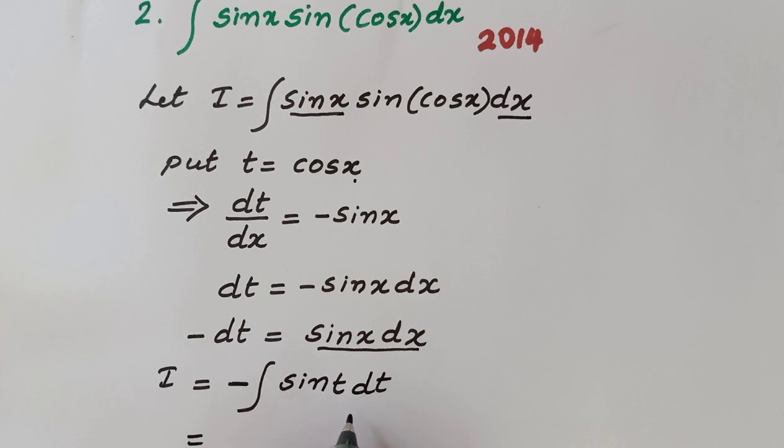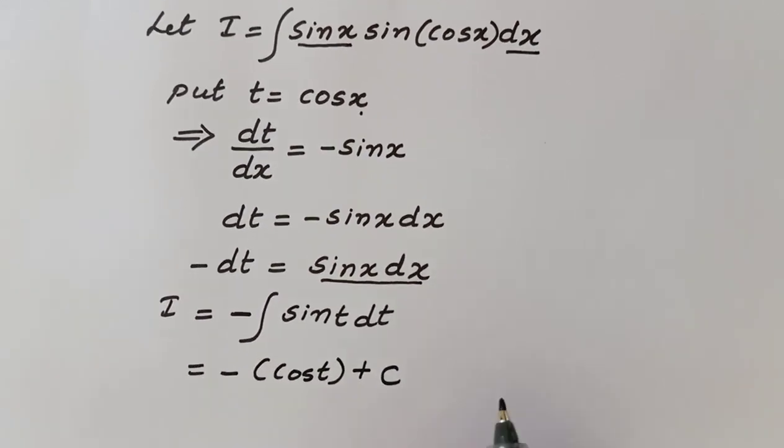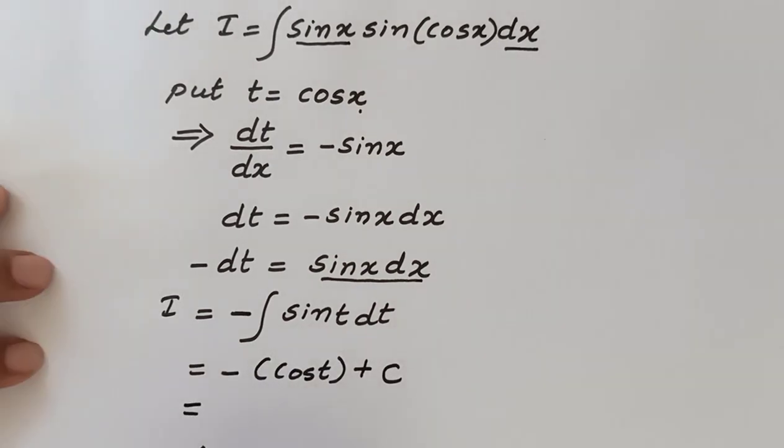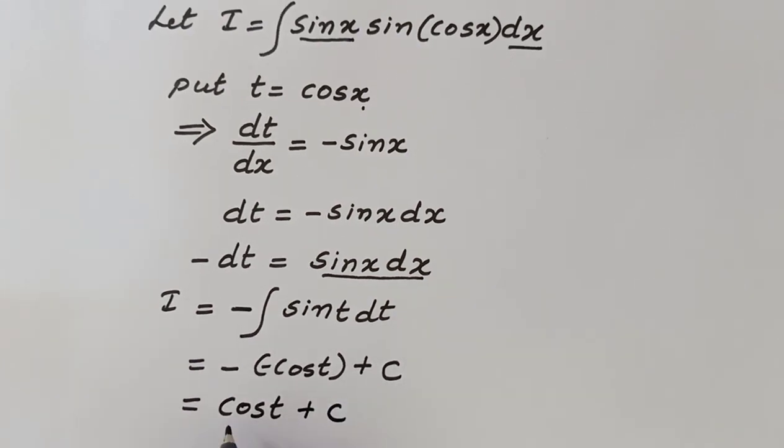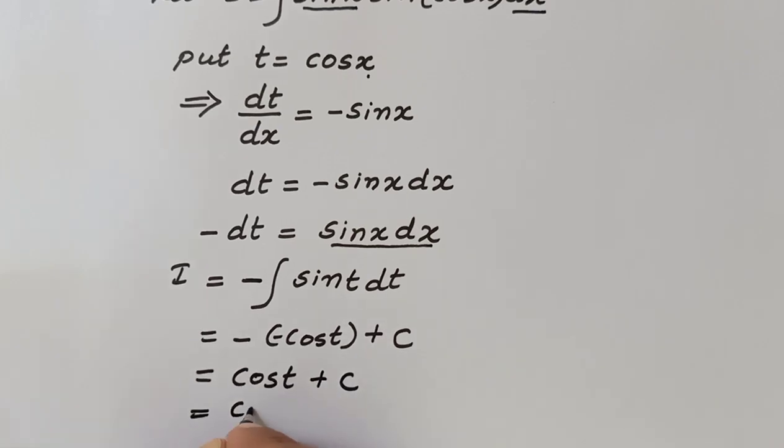Now the integration of sin t is minus cos t. Minus cos t plus c, so it is minus of minus, plus cos t. Integration of sin t is minus cos t here. So cos t plus c, or writing this in terms of x, it will be cos of, what is t here? It is nothing but cos x, plus c. This is the solution. I hope you have understood this clearly.